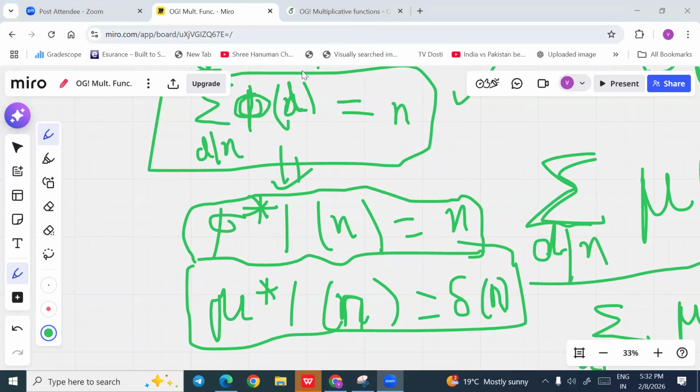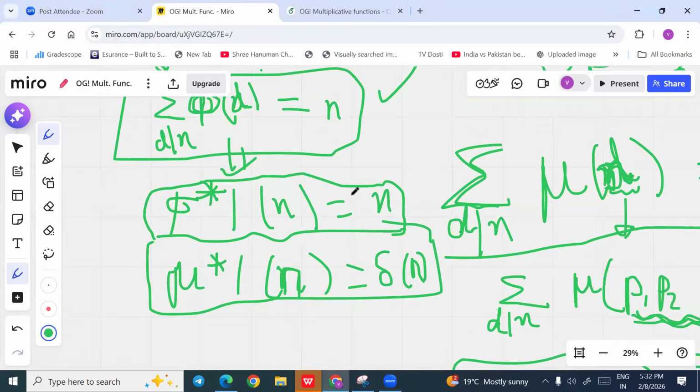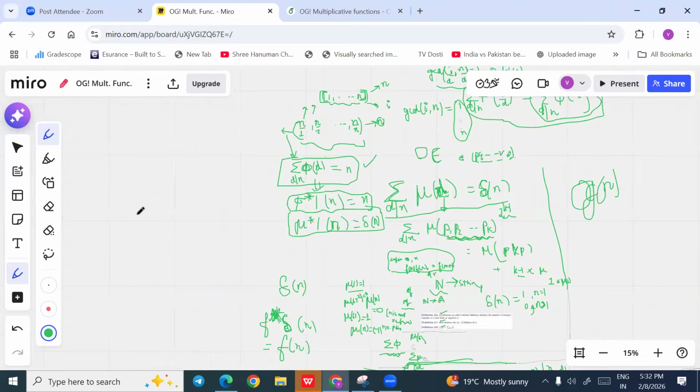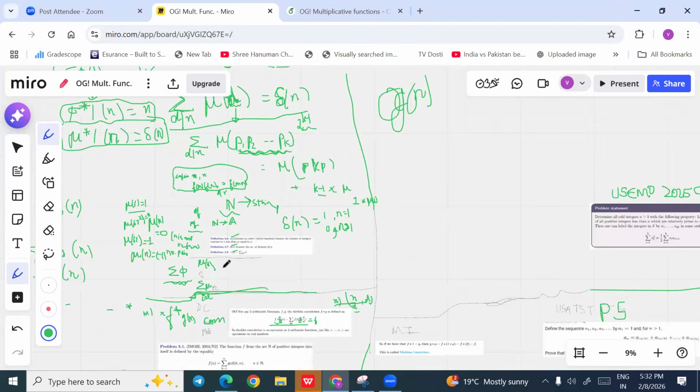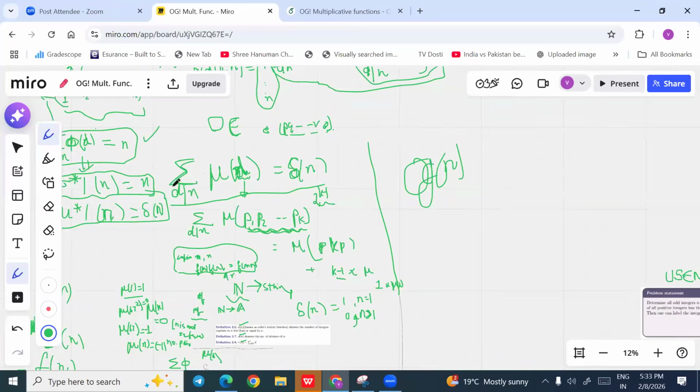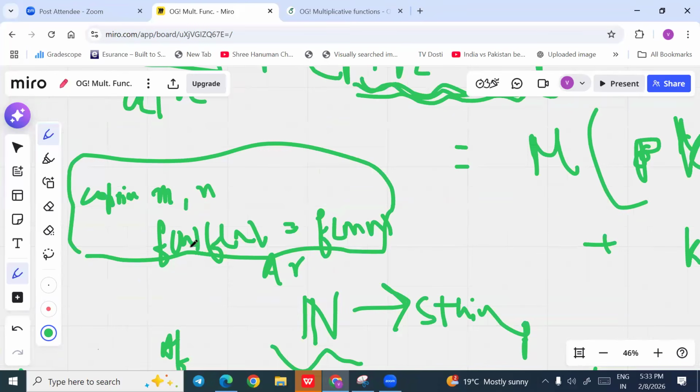Could you tell what someone's saying? I can't see it. Someone is asking what a multiplicative function is. Okay, multiplicative function. We defined a function to be multiplicative if for all coprime m, n, we have f of n times f of m is equal to f of mn.